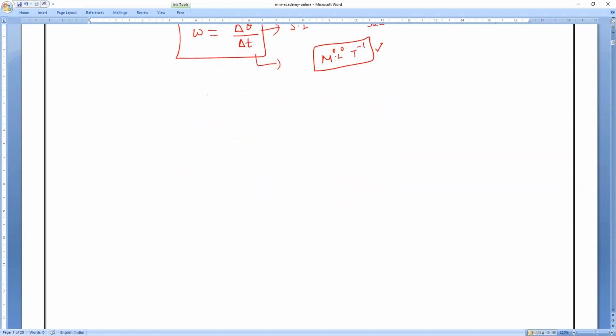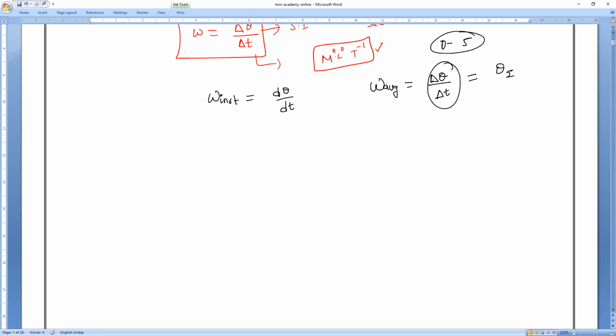Next, in the same way, we studied instantaneous angular velocity, which is equal to d theta by dt. Average angular velocity is equal to delta theta divided by delta t. What do we mean by average? For example, if the time is given between 0 to 5 seconds, then we have to take theta 5 minus theta 0, divided by delta t. Is it okay, everybody? Clear?